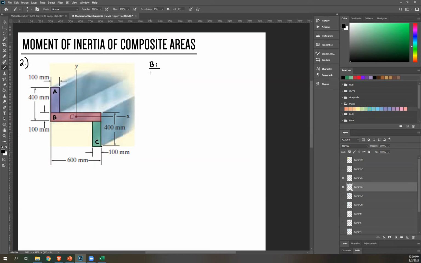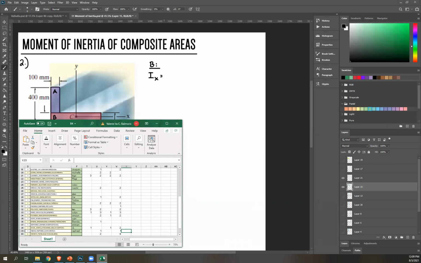So let's start with Ix. Can anybody give me the equation for the moment of inertia of a rectangle? Correct, Colin. No, nope, it's not 1/3 h cubed. Anyone else? That's for the base, bh cubed over 3. Correct, Rafaela. Bh cubed over 12.